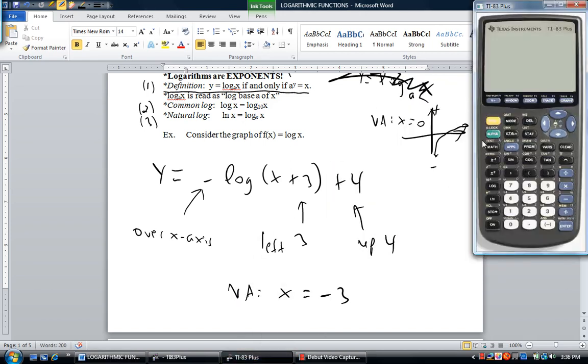So let's just look at the graph. So let's type in negative log of x plus 3, plus 4. Let's see if this one has been flipped upside down, moved left 3, and then up 4. Upside down, left 3, up 4. Let's see if negative 3, comma 4 is a point. Negative 3.